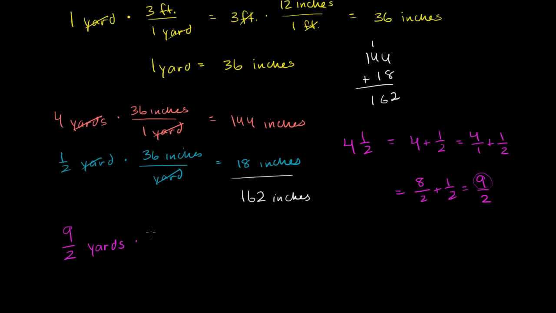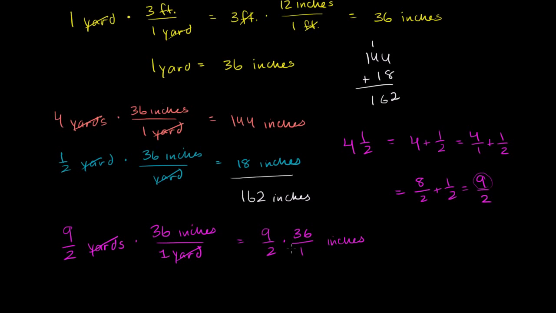Same process. Times 36 inches per yard. Yard in the numerator, yard in the denominator. We are left with 9 over 2 times 36. Times, we could say times 36 over 1 if we like, 36 inches for every 1 yard. The number 36 really is the same as 36 over 1. And then we're left with just inches in our units.